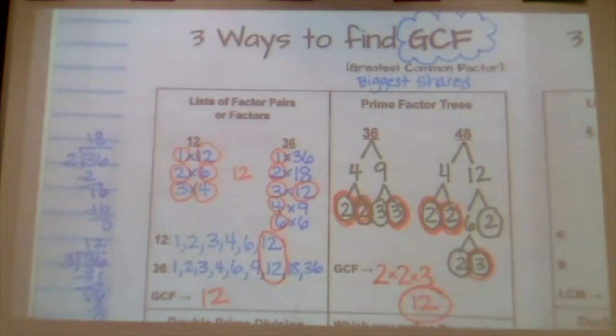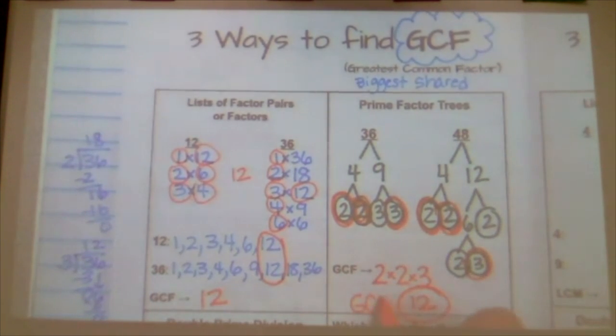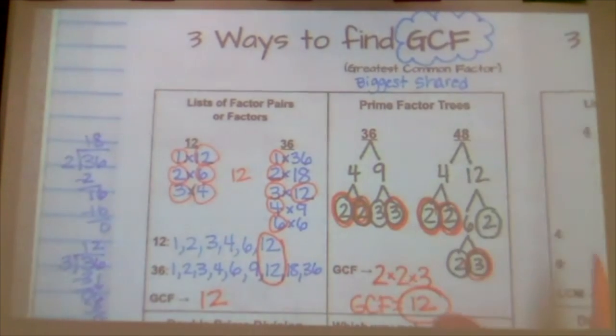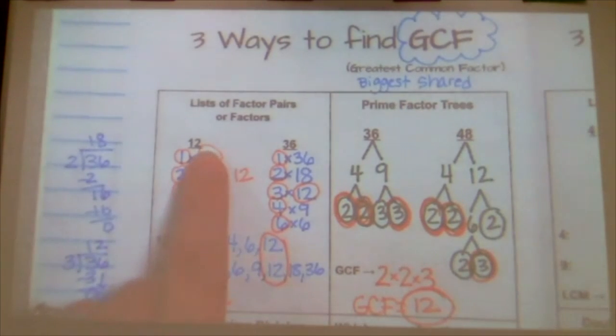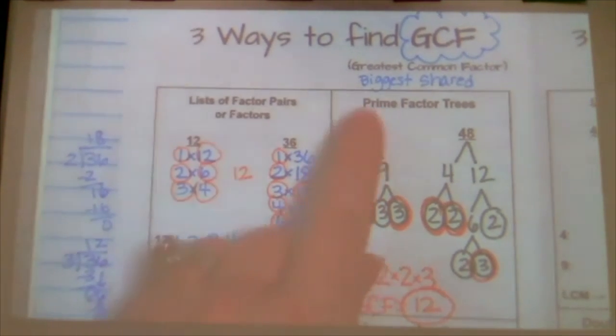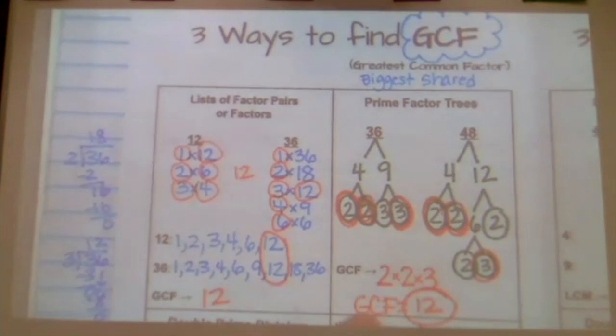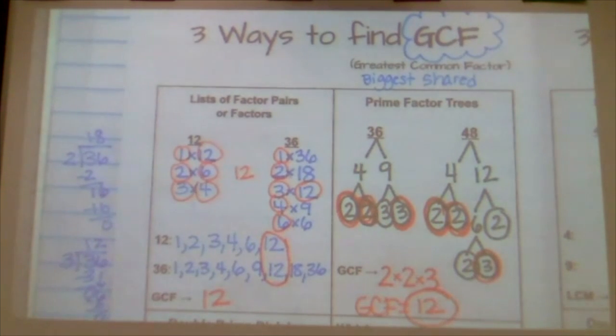So my GCF for 36 and 48 is also 12. It's really interesting. My GCF for 12 and 36 was 12. I also had 36 and 48. Their GCF, or greatest common factor, was also 12. That's the biggest number that would show up on both of their factor lists.